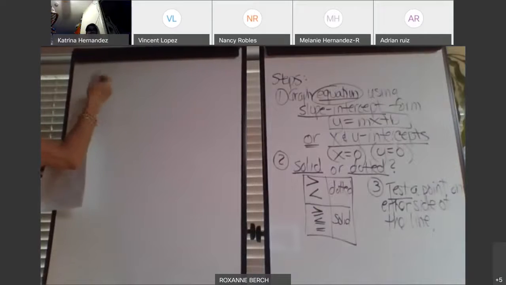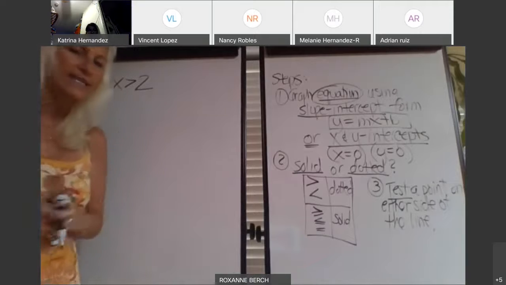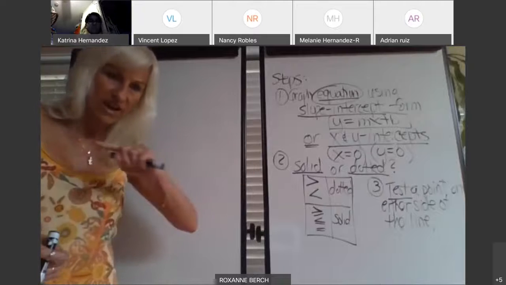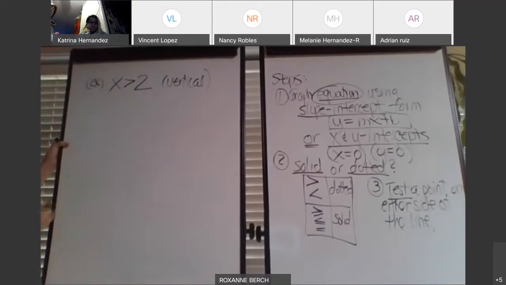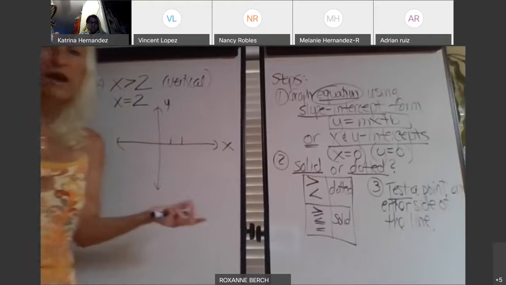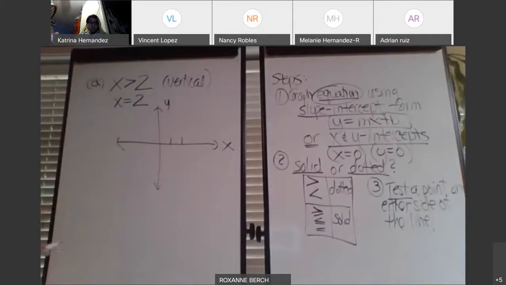All right, so now, these are special graphs. If you were going to graph this, when you have a single x, it's a vertical line. When you have a single y, it's a horizontal line. So this is a vertical line through the x-axis at 2. What you're going to do again is graph the equation. Sometimes people draw it through y. I never understood that. If it says x, draw it through x.